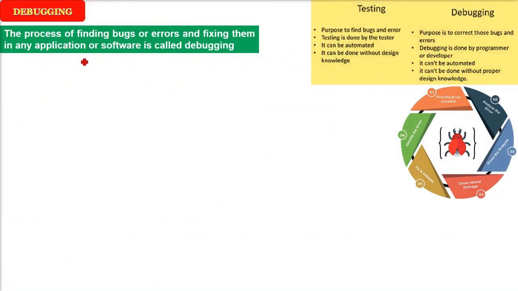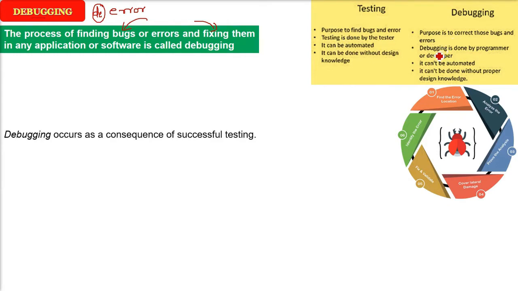Debugging. A bug is a problem or an error. When we use this "de" before a word, that means we want to remove it. That is, debugging is the removal of errors. So the process of finding bugs or errors and then fixing them in any application or software is called debugging. First, finding an error, then fixing or solving the error.